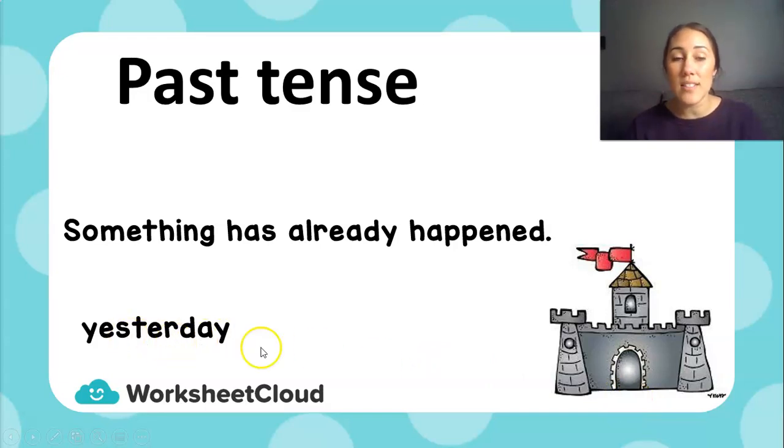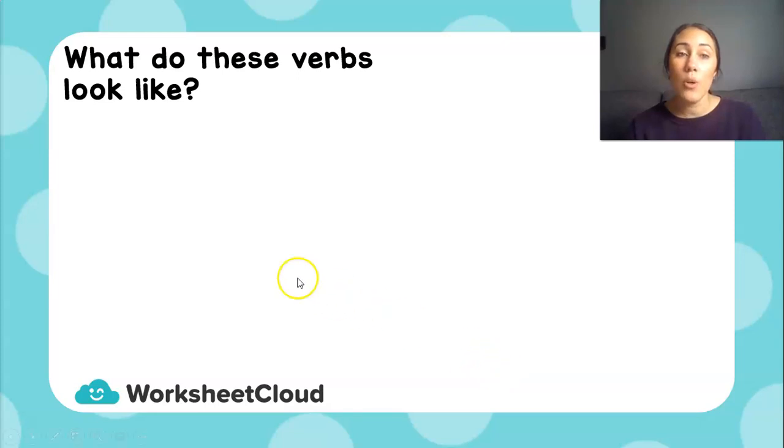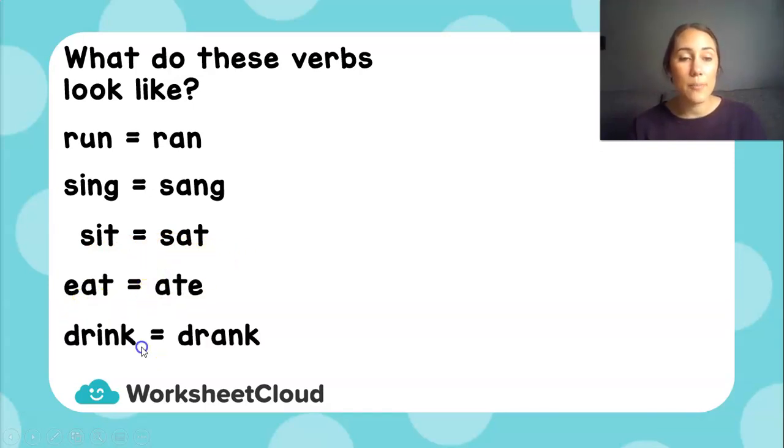So this either happened yesterday, or it happened this morning, or it happened last year, something that has already taken place. Now, what do these verbs look like? Because now they're not going to look the same as what they did if they were in the present tense. Run is going to be ran. Today I run a race, and yesterday I ran a race. Sing and sang. Sit would be my present tense, and sat is my past tense.